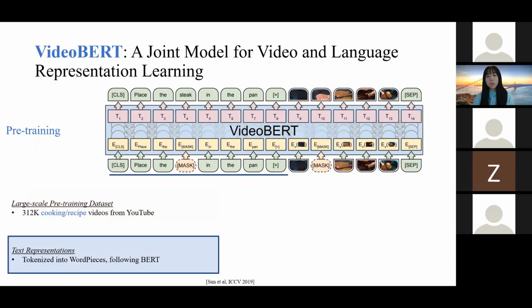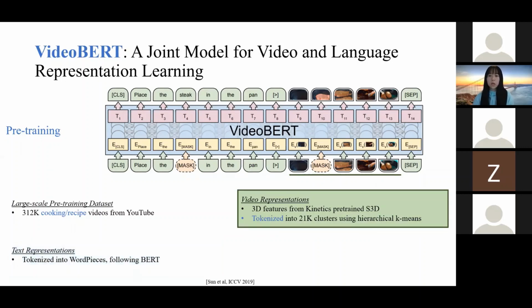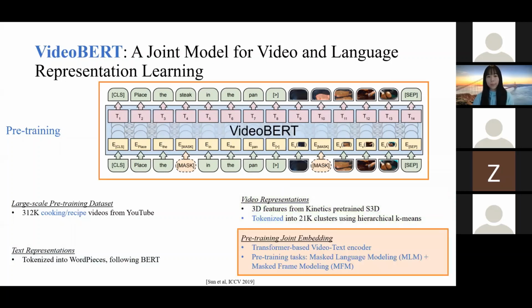Text inputs are tokenized into word pieces following BERT. Video features are extracted from a Kinetics pre-trained S3D model. And the main difference is that continuous high-dimensional video features are tokenized into 21,000 clusters using hierarchical k-means. Two pre-training tasks are applied to VideoBERT: masked language modeling, MLM, and masked frame modeling, MFM. Both are supervised with cross-entropy loss.